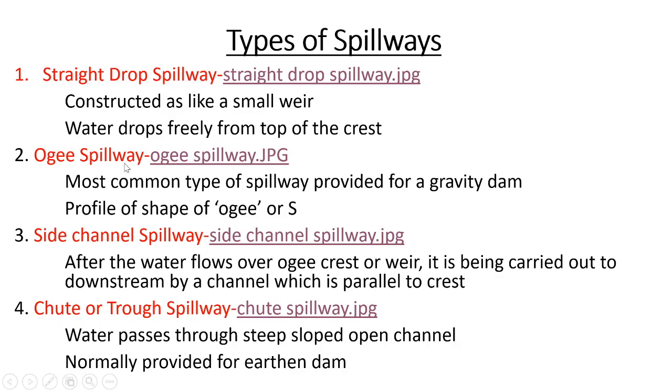Second one is the Ogee spillway. The Ogee spillway is the most common type of spillway, provided mostly for all kinds of gravity dams because of its easiness to work. The profile of an Ogee spillway is like the shape of an Ogee or S. Also, sometimes it is explained as the shape of a combination of a concave and convex curve.